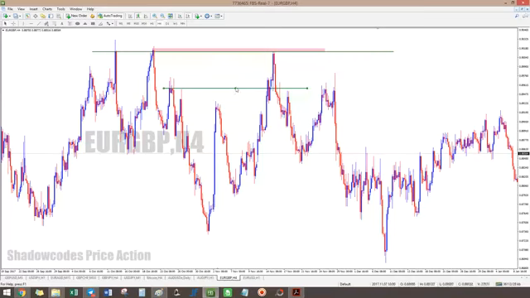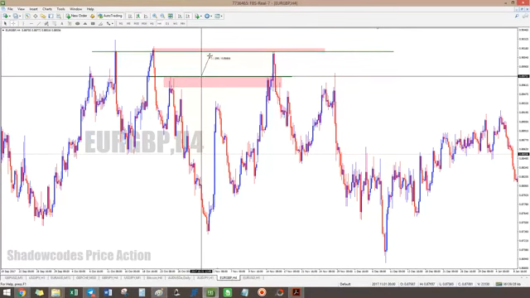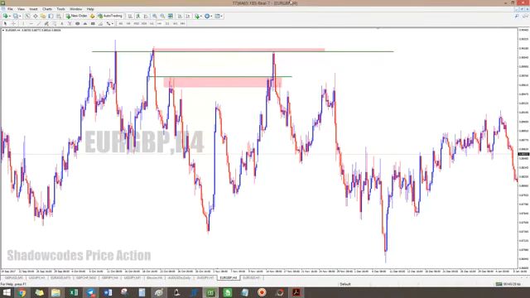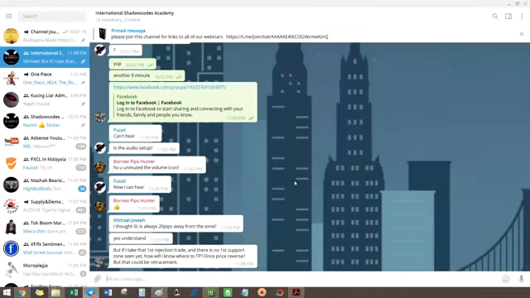Or some type of SNR trader, they will take the highest point. So we take the highest point. So for example, if you're using the way that I teach SNR, your zone will be here. Your SNR zone. Stop loss about 30 pips. See? Your stop loss is my entry. Do you understand?